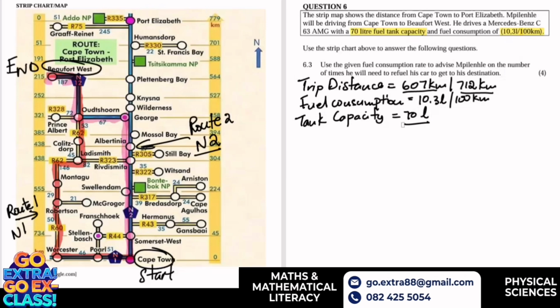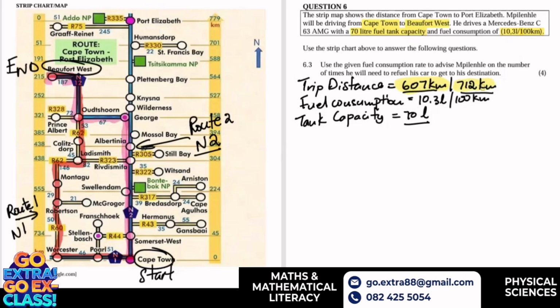In this question we are continuing from what we covered in the previous question, about the distance he will need to travel from Cape Town to Bedford West. We already discovered in the previous question that the trip distances between these two places are 607 kilometers and also 712 kilometers. Those are the two distances.